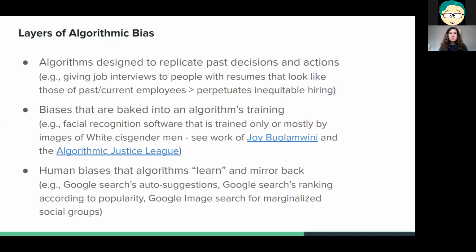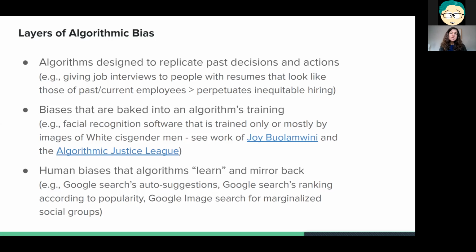Another example of algorithmic bias is human biases that algorithms learn and then mirror back. So for example, Google search auto suggestions will suggest things that other people have searched for. And sometimes that may be perpetuating misinformation. For example, that the Holocaust never happened. If you started to type that into Google, at one point in time, it would have made that suggestion. Now, Google has done things at different points in time to try to correct for that, but it hasn't corrected everything, and it probably never will be able to immediately correct everything. But yes, this is definitely just one example, right?